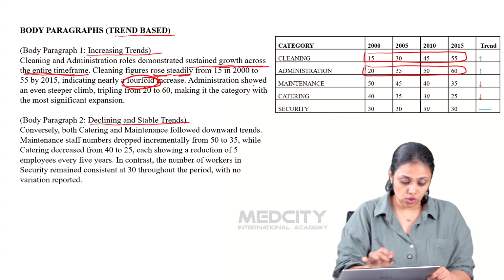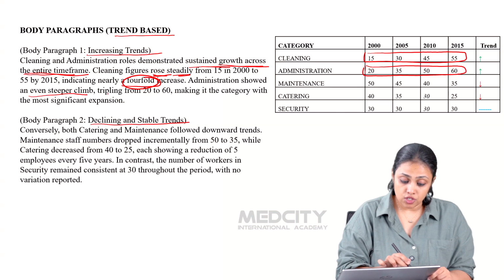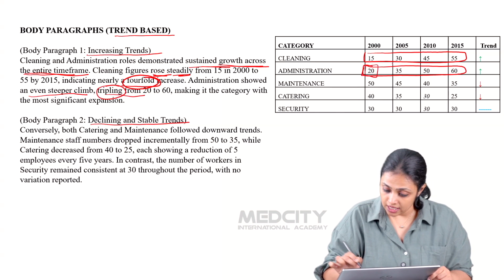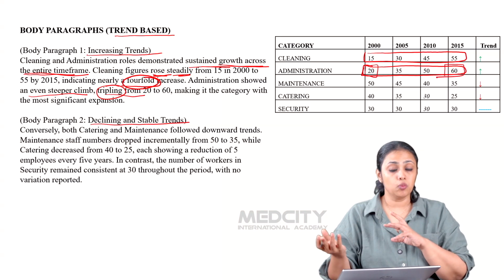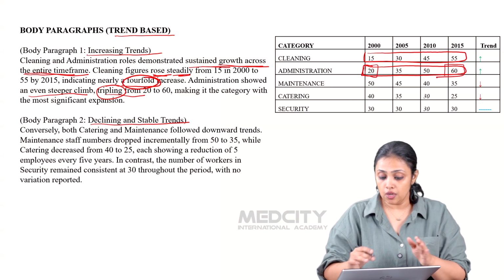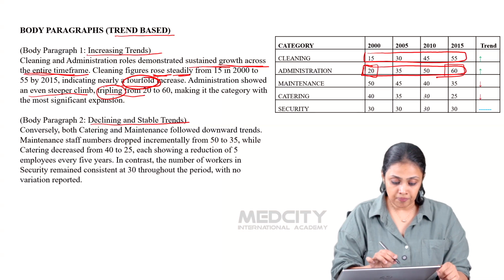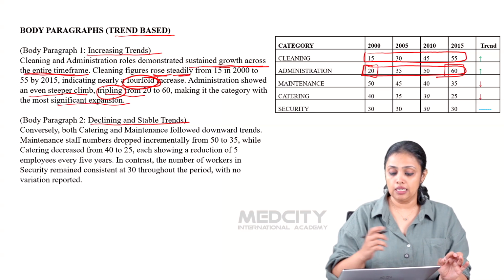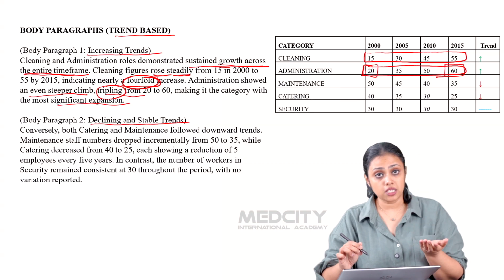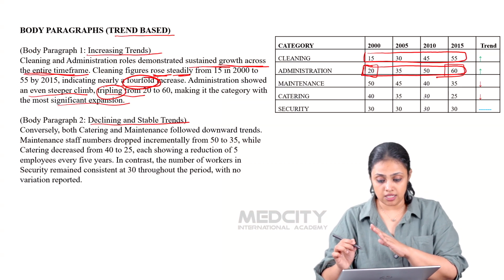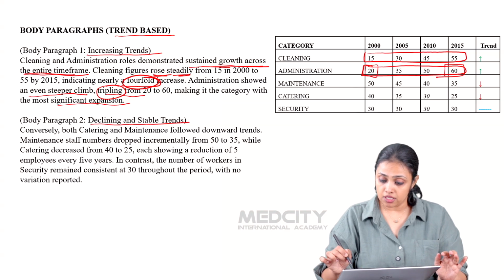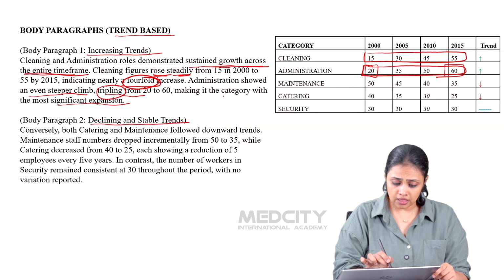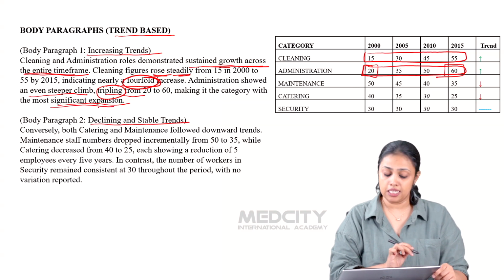Then administration showed an even steeper climb, tripling from 20 to 60. See, from 20 to 60. So you can use the word tripling, because here we are considering the entire time frame. Okay. Making it the category with the most significant expansion. We have just added one more detail there. Even though cleaning and administration both exhibited increase or the rise in number, comparatively administration exhibited more of increase. So that's why this detail has been added on, most significant expansion.